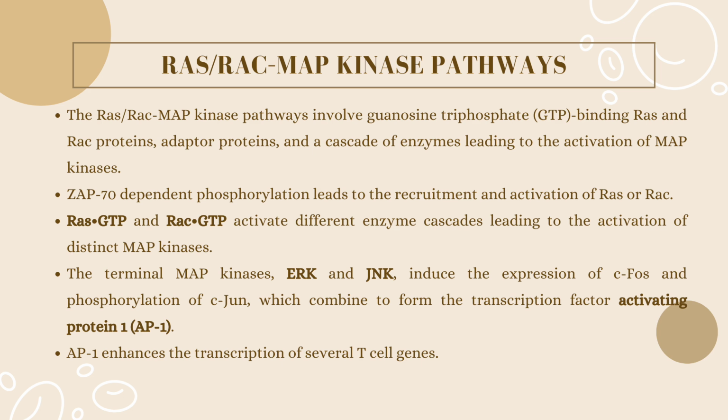The terminal MAP kinases, such as extracellular signal regulated kinase or ERK and c-Jun amino terminal kinase or JNK, induce the expression of c-Fos and the phosphorylation of c-Jun, which combine to form the transcription factor activating protein 1 or AP1, which enhances the transcription of several T cell genes.